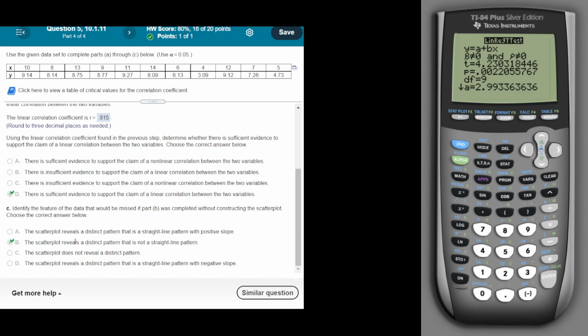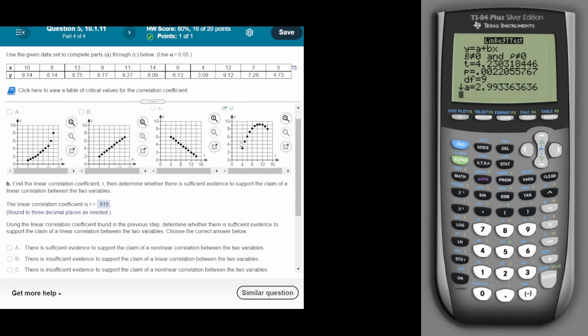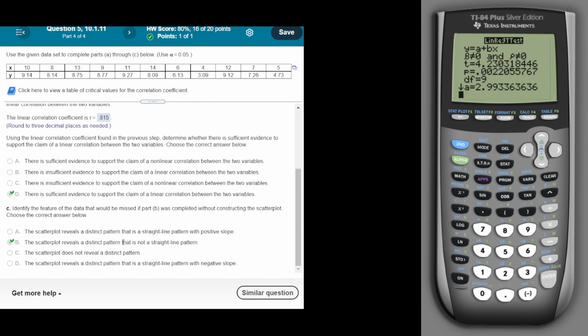The scatter plot reveals a distinct pattern. So this is definitely a distinct pattern, right? There's no denying it. It made a pattern. It made a curve. But it's not a straight line pattern. So you want to jot this down. That will be on your exam.